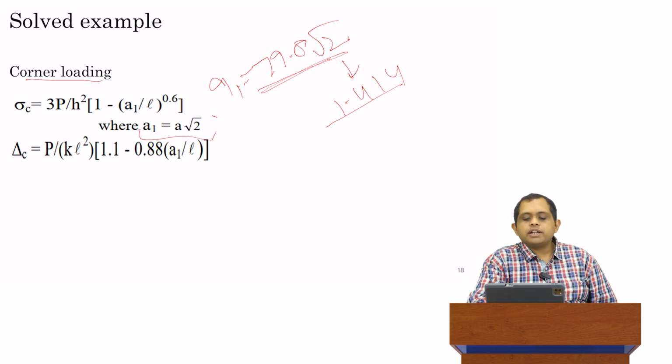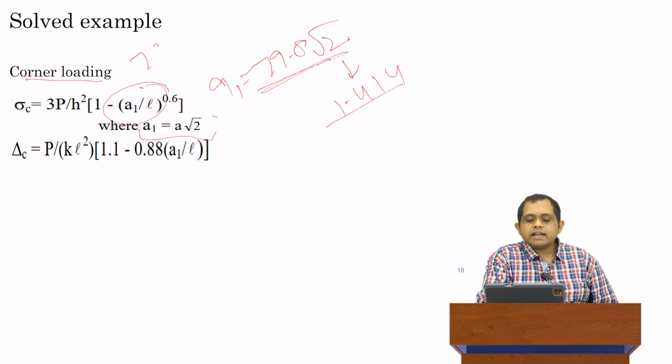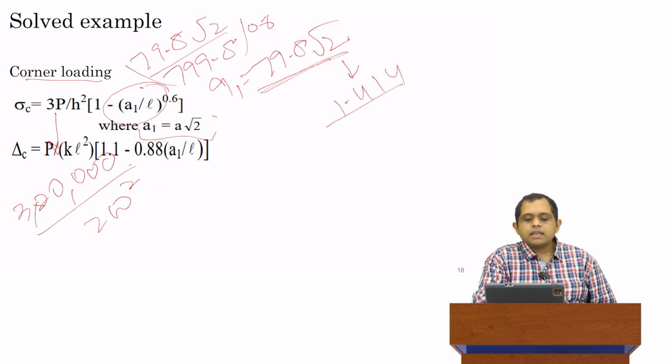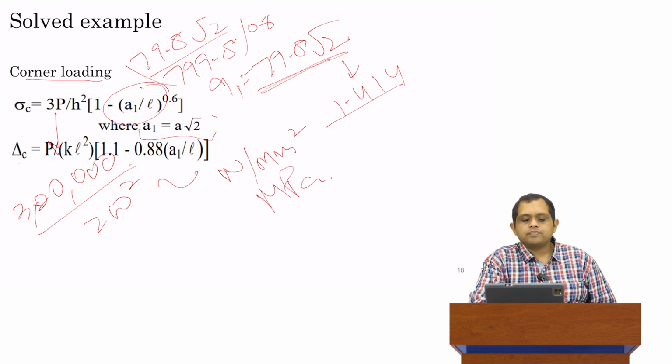Okay, so A1 is equal to A into square root of 2. So you can calculate this. This is simply going to be 79.8 square root of 2 divided by 799.8 raised to the power of 0.6. You can calculate this term. P here, use newtons and millimeters. So this is going to be 3 into 20,000 divided by 200 square. That's 200 millimeters square. A over L doesn't have any units. If P is in newtons and H is in millimeters, the final unit of the solution is going to be Newton per mm square, which is megapascal. That's exactly what we want.